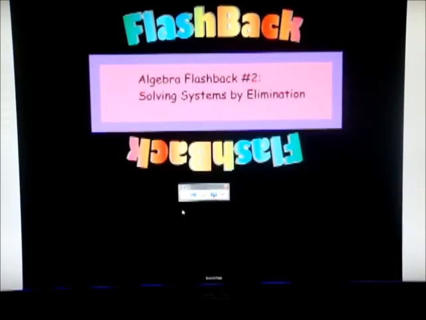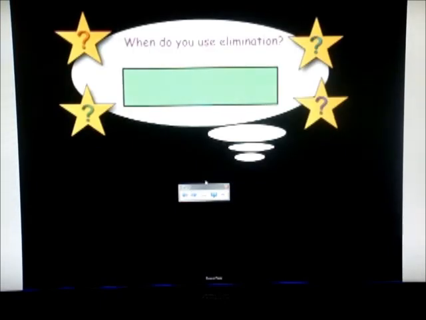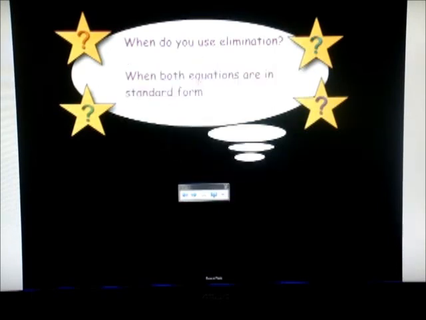Our next flashback video will be about solving systems using elimination. Just like we started with substitution, we can use elimination really for any problem, but there's a certain way problems appear that makes elimination the best choice. And I use elimination when I notice that both equations are in standard form.